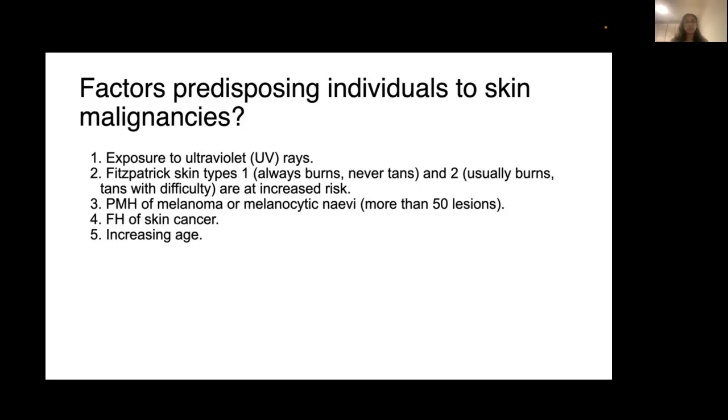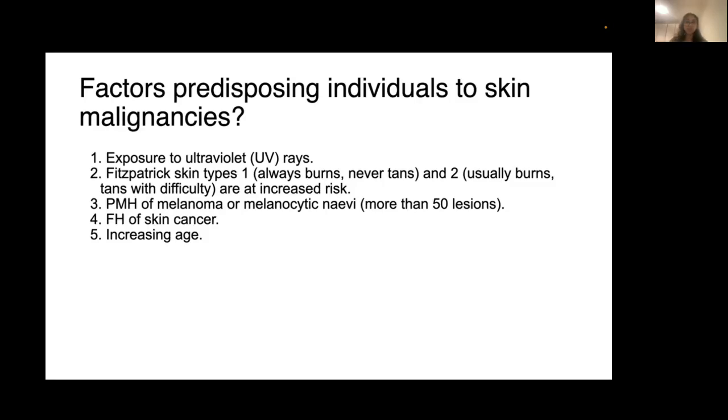So we've got exposure to ultraviolet or UV rays, so things like tanning beds. Skin colour, so we use the Fitzpatrick skin type scale. Type 1 is typically the lightest colour, so this is the type of skin that always burns and never tans, and then it increases up. So the fairer the skin, the higher the risk.